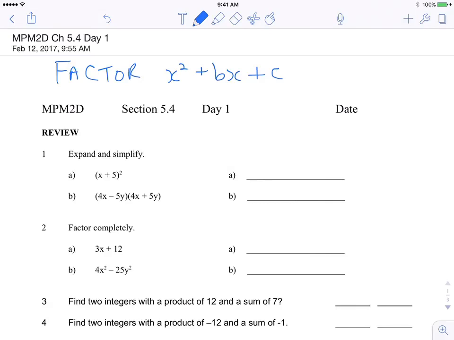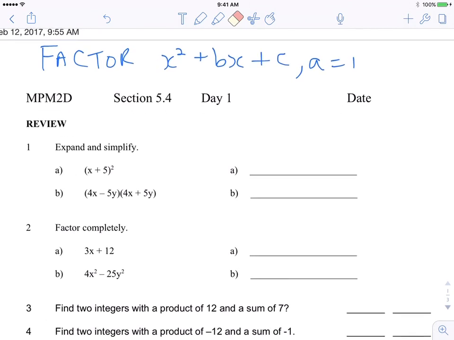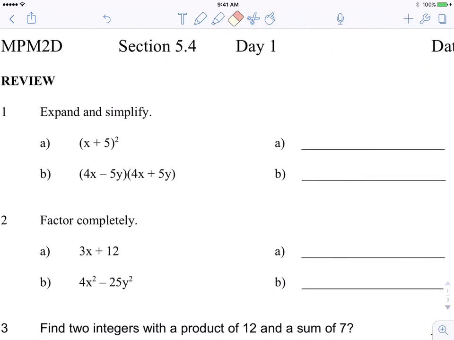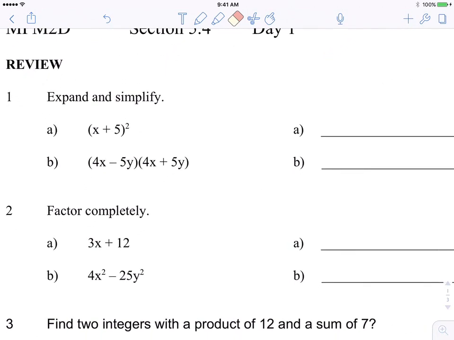Okay, gentlemen, 5.4 day 1 takes a look at factoring when we have ax squared plus bx plus c, but the a value here is 1. So technically, it's really x squared plus bx plus c. That's the standard form of a quadratic. We're going to look quickly at expanding and simplifying, which again is a review, of course, from last day.